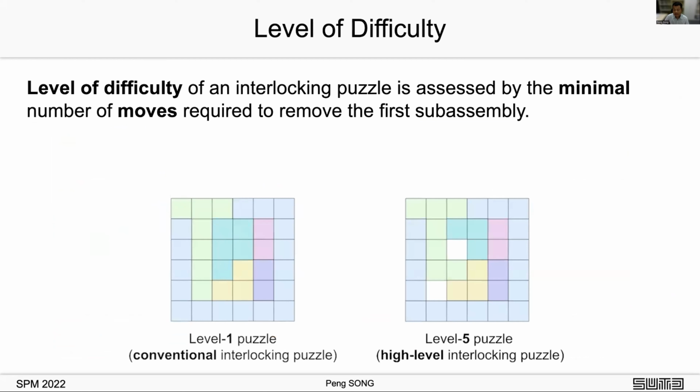Given two puzzles with the same overall shape and the same number of puzzle pieces, they may have different levels of difficulty in terms of disassembly. Look at these two examples. The left puzzle requires a single move to take out the green piece, while the right puzzle requires 5 moves to take out the first piece in green color. Level of difficulty of an interlocking puzzle is assessed by the minimum number of moves required to remove the first sub-assembly from the puzzle.